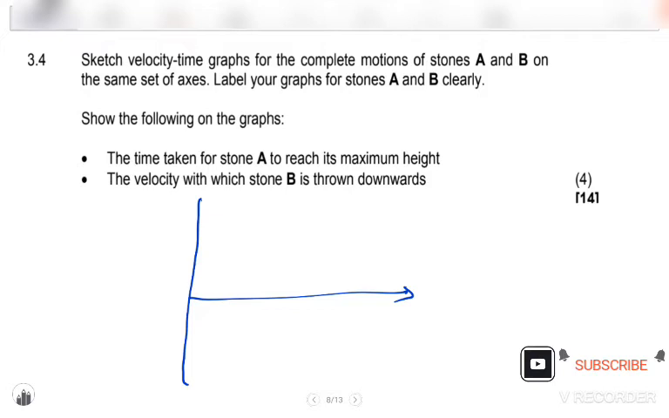So for stone A, since stone A was projected vertically upwards, here this is going to be velocity, which is calculated in meters per second, and this is going to be time, which is calculated in seconds, right? The time taken by stone A to reach the maximum height was 2.22. And the velocity with which stone B is thrown downwards was given, we know that was minus six, because we said we take down as negative. So just show the things that you're told, don't show the things that you're not told to do.